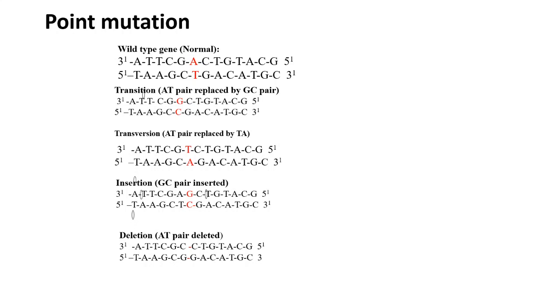And in insertion mutation, a base pair is inserted between the other two base pairs in the wild type gene. Here, a GC base pair is inserted in between the AT and CG base pair. And in deletion mutation, one base pair is deleted in the wild type gene. And here, an AT base pair is deleted.